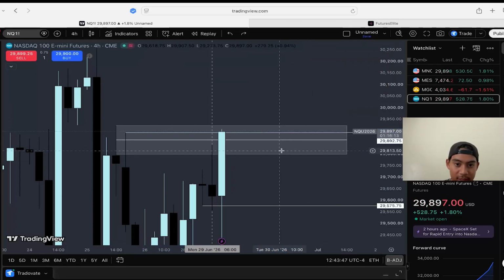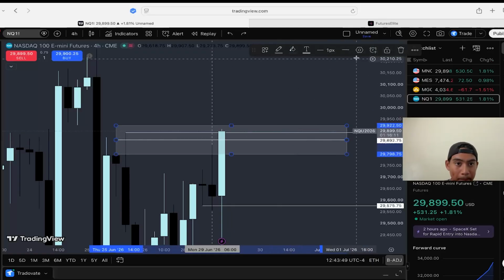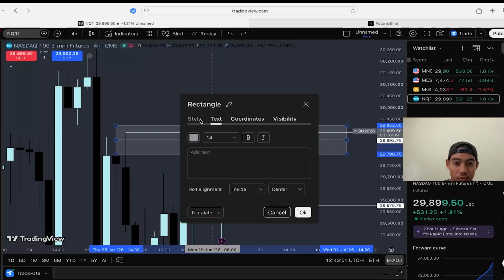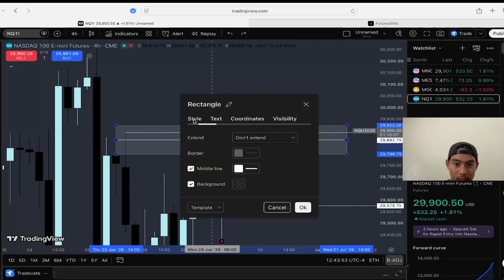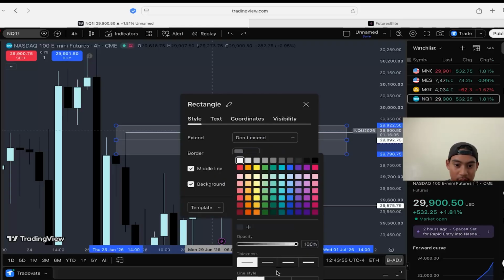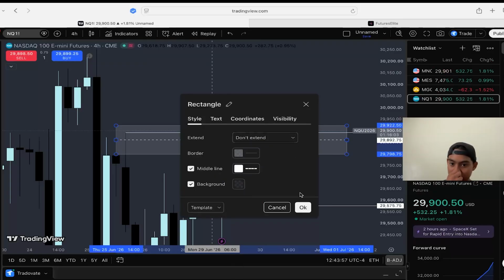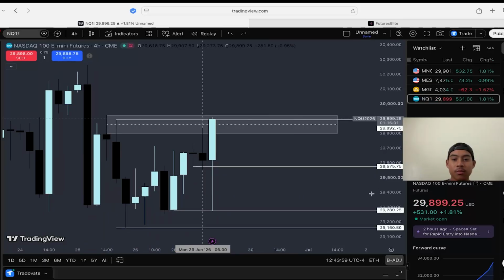Why is my, let me just do that. Okay, that's not it. How do I change the middle line? Oh, there it is. Oh no, I lied. Middle line, dotted. All right, bet. So boom, we have all of our draws marked out.